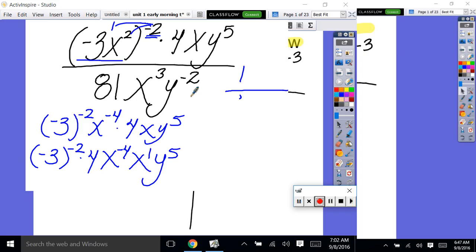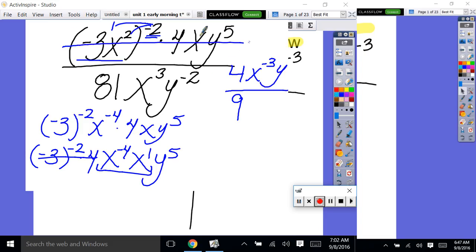We have a 4 on top. So isn't this going to be 1 times 4? Does everybody see how I did that? Okay, took care of those. When you multiply, you add. So won't that be x to the -3? And then y to the 5th. Okay, we just simplified the top. So I can go like this. Okay, now I can focus on the bottom.